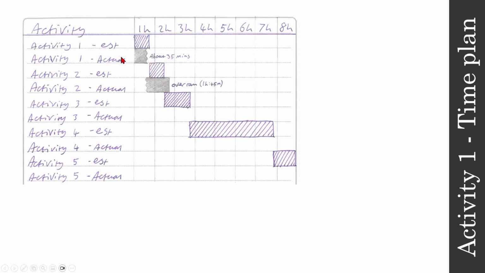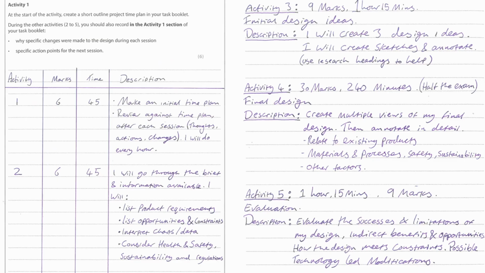So, a Gantt chart is nice, especially if you make comments on it like this. But how detailed you go is up to you. I would suggest that going too detailed might be biting off more than you can chew time-wise. Okay, so as far as activity 1 goes, this is the initial time plan, the way you should set it out.